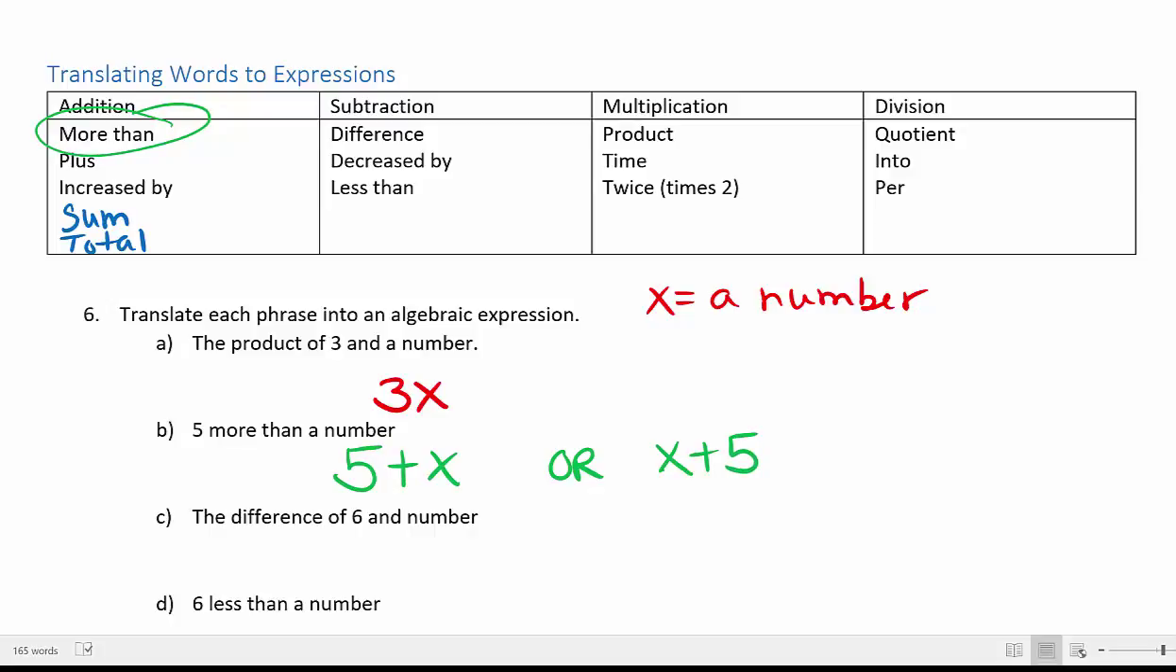Now, part C says the difference of 6 and a number. Difference is subtraction. And with subtraction, the order actually does matter. The difference of 6 and a number would be 6 minus X. When you see that word difference, the order of your subtraction should be the same order as you see in the words. Because the 6 came first, the 6 comes first in my subtraction. And the number, the X, is second. So that rule works anytime you see the word difference.